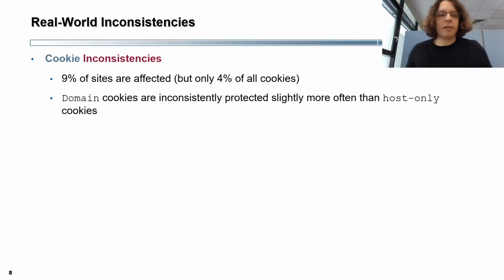So what did we find? Overall, in case of cookie inconsistencies, we found that 9% of all sites are affected. So that means that 9% of all sites set at least one cookie that is inconsistently protected. However, only 4% of all cookies are affected. So we have a quite large amount of sites, or at least a non-negligible amount of sites that is affected. But the overall amount of cookies is not that big. What we also found is that domain cookies are inconsistently protected slightly more often than host-only cookies, but this can be considered as minor.